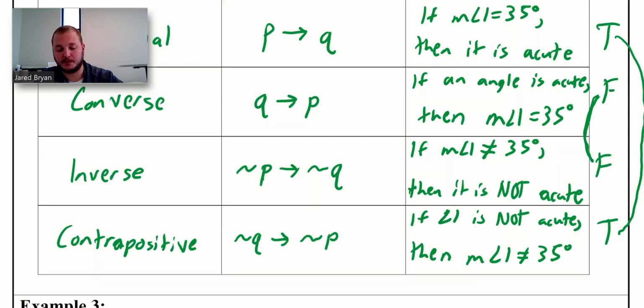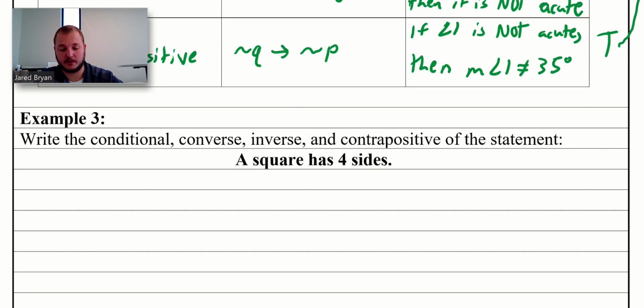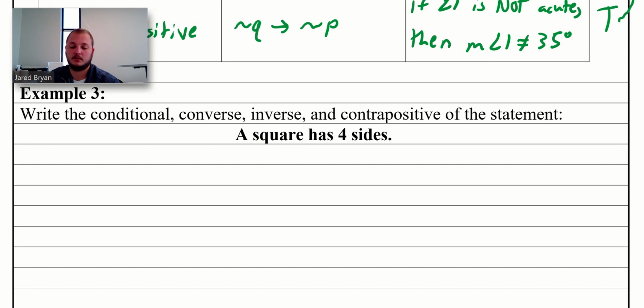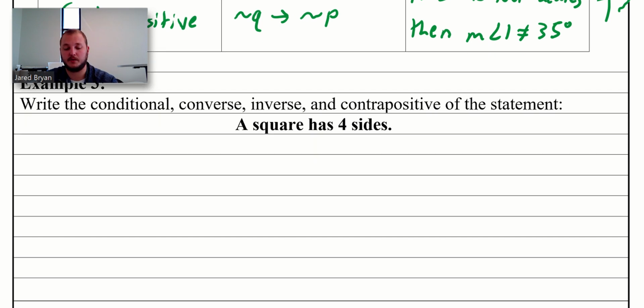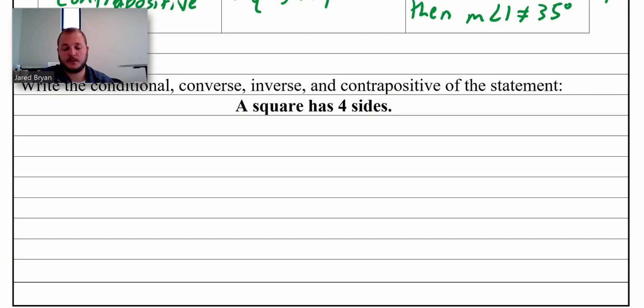Last piece here, practicing all this. I have example 3, and I want to write 4 things. I want to write the conditional, the converse, the inverse, and the contrapositive, kind of like we just did. We're going to practice this a little bit more because we're going to be doing this on the assignment, and on future assignments, quizzes, tests, and so forth. So I want you to write down the statement for me. A square has 4 sides.